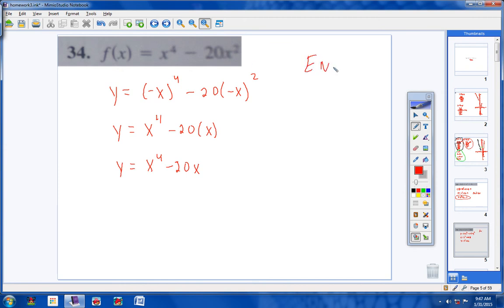Now, can a function ever be even and odd both? Yes, it can. So we've got to check for odd also. In order to check for odd, remember, students, we're going to put a negative x in for x. We're also going to put a negative y in for y. Okay. So you simplify the right side, you get this. Simplify the left side, you get this. So bring down your negative y. Here's what you get. Now get y by itself. So y equals negative x to the fourth plus 20x. Does this match identically to this function here? No, it does not. So it is not odd, it is even only.